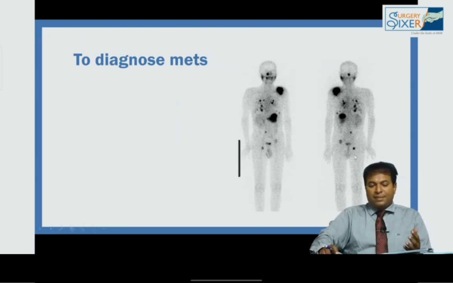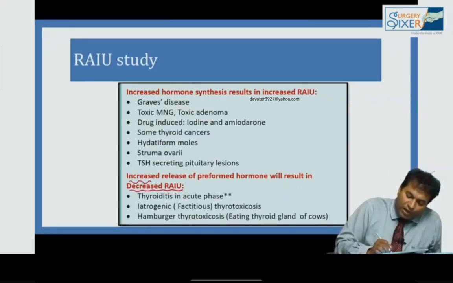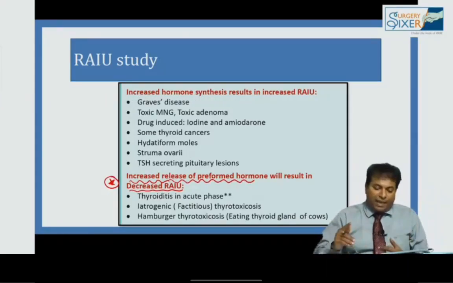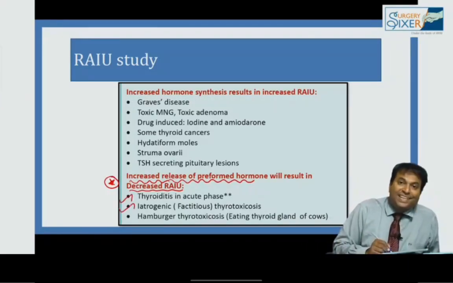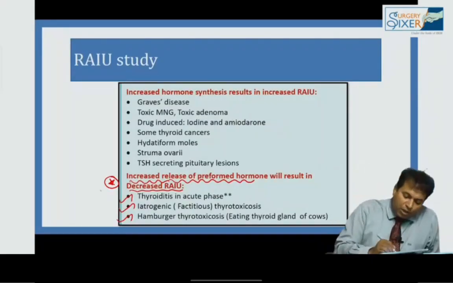So in a patient having thyroiditis, you are diagnosing with radioactive iodine uptake. Okay, this is what I told you. Where are the places where there is decreased radioactive iodine uptake? Increased release of preformed hormones. If there is increased release of preformed hormones, there will be decreased radioactive iodine uptake. Please don't forget, it is in thyroiditis, thyrotoxicosis factitia, and in hamburger toxicosis. These 3 points you should not forget. Other things you can remember. So where there is decreased radioactive iodine uptake will be asked in the exam.